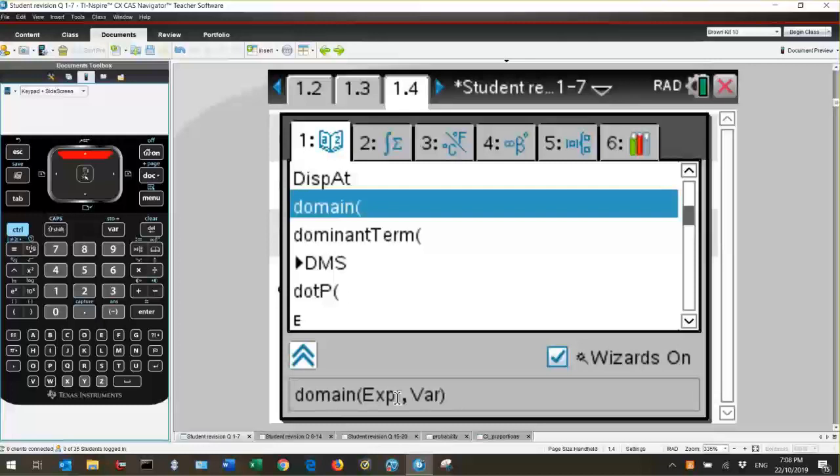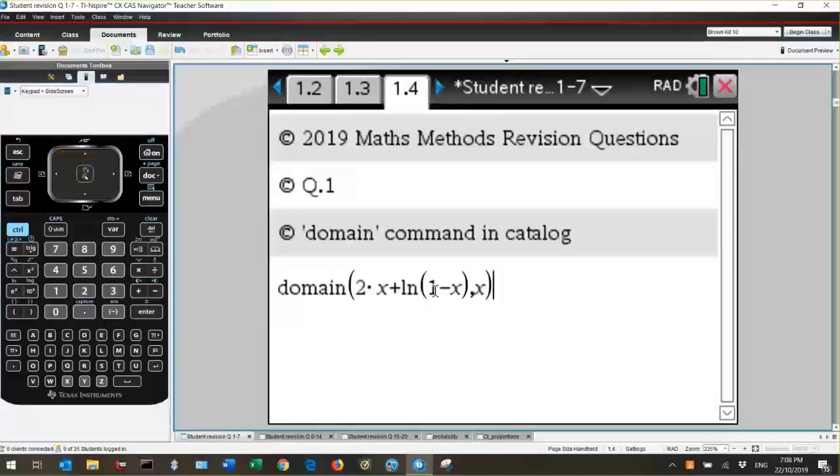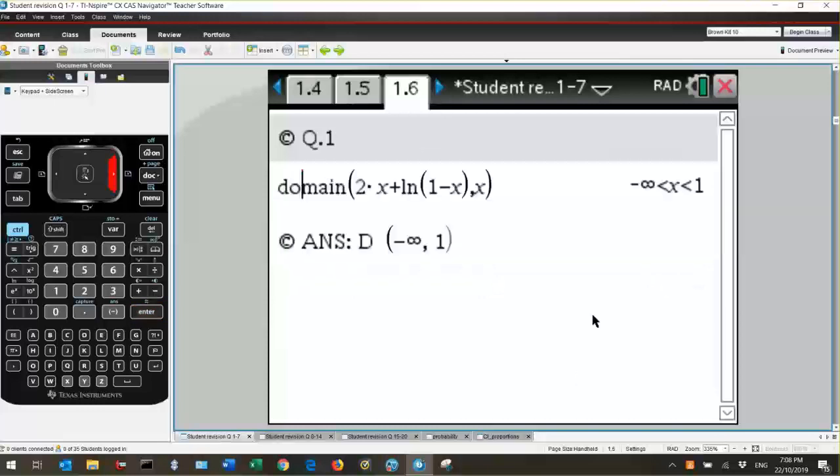Okay, so there we have it. We press enter and we get negative infinity to 1. If you have a look at your answers, it corresponds to answer D. Now also note that the way that Nspire gives you the answer might be different from the options in a multiple choice question. So you need to be aware of equivalent expressions. Obviously x between negative infinity and 1 is the same as the interval for option D.